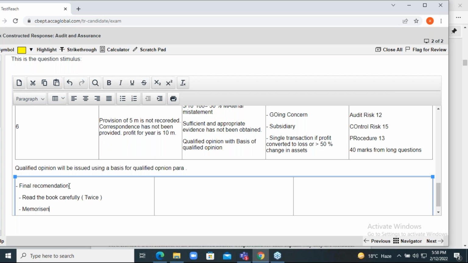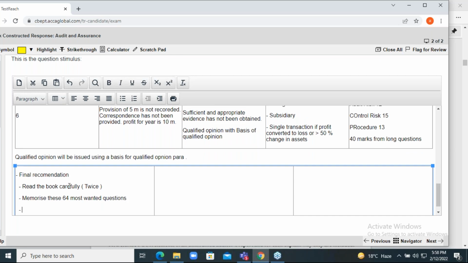Now, the second recommendation is memorize these 64 most wanted questions. And the third thing is memorize generic procedures.